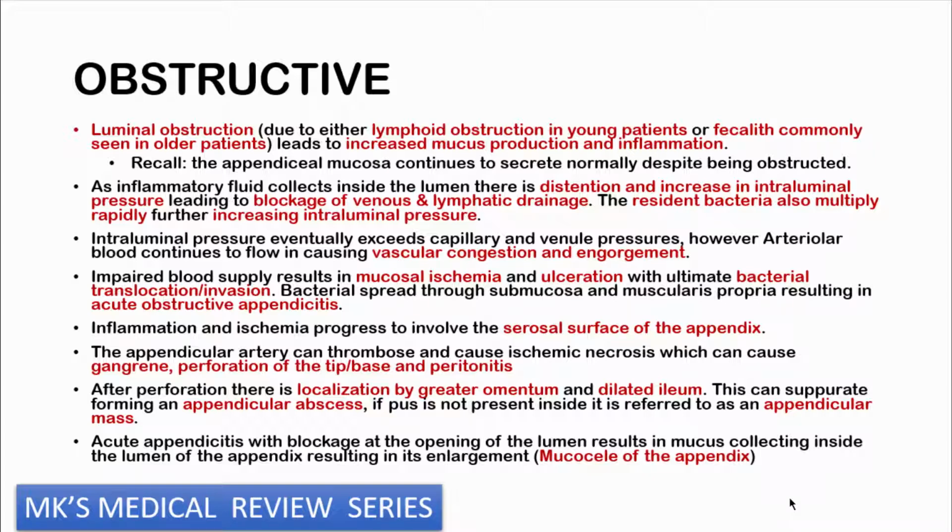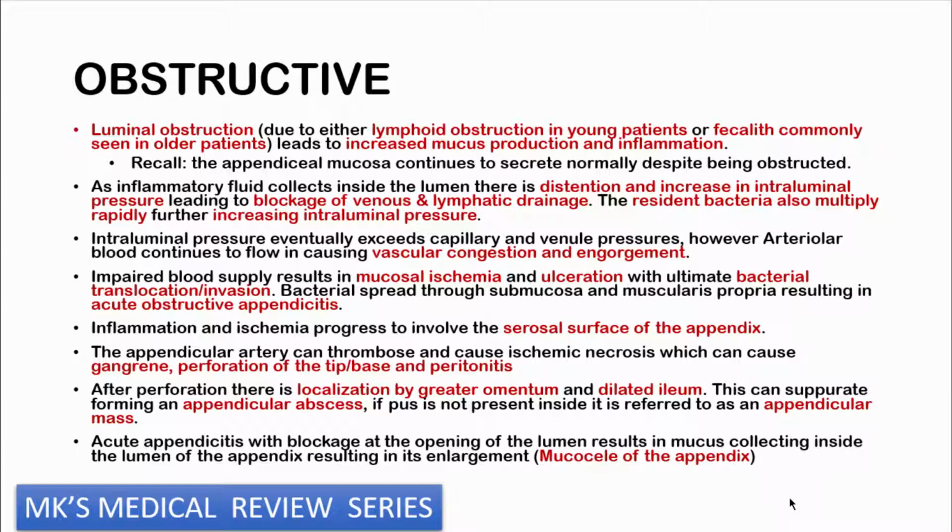So the bacteria can spread from the submucosa into the muscularis propria, and this can actually result in an acute obstructive type of appendicitis. The inflammation and ischemia can sometimes even progress and affect the serosal surface of the appendix. And if the appendicular artery is thrombosed, you have a blood clot that's there and it's completely blocked. It may lead to ischemia. And this ischemia can lead to gangrene. The gangrene can lead to perforation either at the tip or the base.